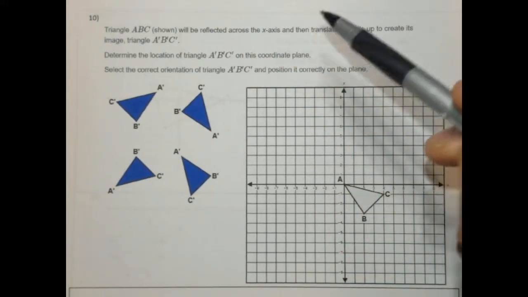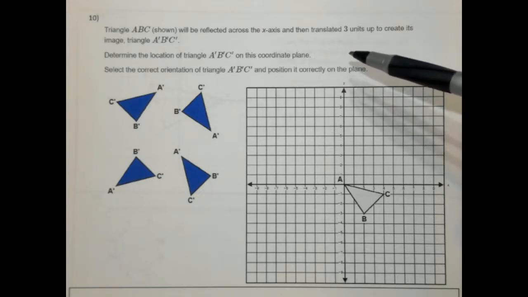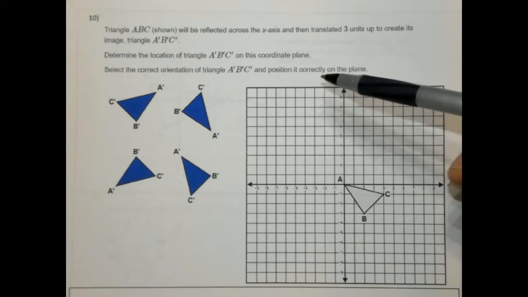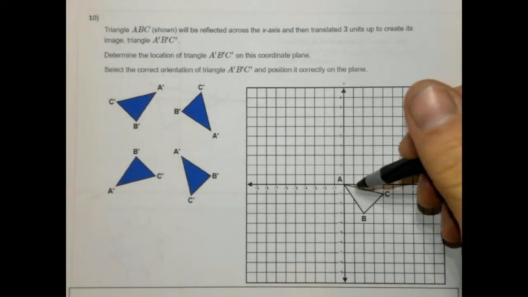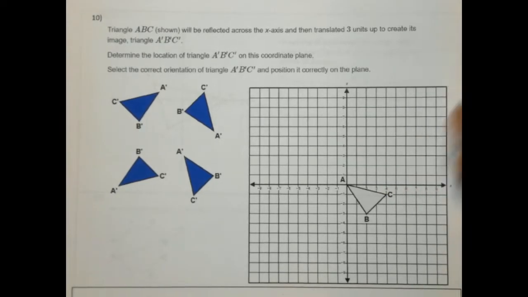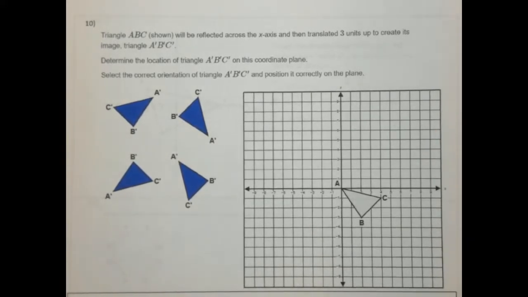Okay. Triangle ABC is shown here, reflected across the x-axis, and then translated 3 units up to create its image triangle A'B'C'. Determine the location of A'B'C' on the coordinate plane. Select the correct orientation and position. Okay. Yeah, this is an old drag and drop from the MCAS. So we're reflecting over the x-axis, so it's going to flip this way. I'm actually going to use 2 different colors here. So red will be the first, and then blue will be the second, which will be our final positioning here.